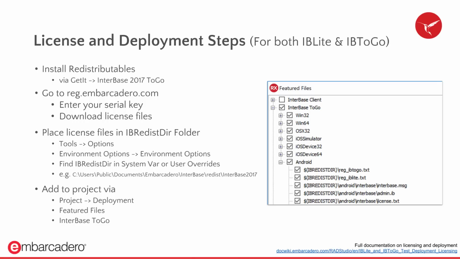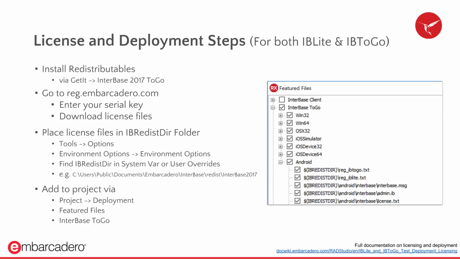So this is how you do the licensing and deployment for InterBase for both IB Lite and IB2Go, the embeddable versions. It's really quite easy and straightforward, but I wanted to spell it out and capture it here in this slide for easy reference. Once you've done it once, it's a breeze. First thing you need to do is install the redistributables, which you can do via GetIt. Just find InterBase 2017 To Go. Then you go to reg.embarcadero.com, where you're going to enter your serial key, and that will give you your license file.